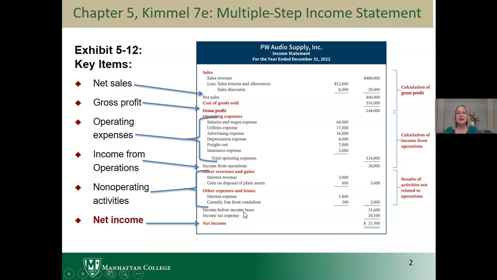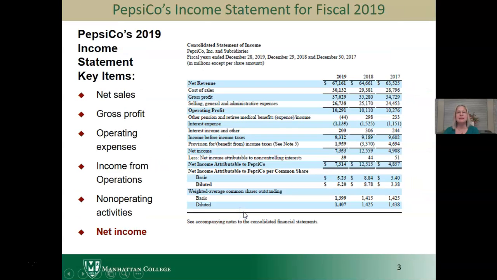Let's see what this looks like on PepsiCo's 2019 financial statement. Notice we have net sales. We don't have any details about gross sales and sales returns and allowances and sales discounts. After deducting cost of sales from the net revenue, we have gross profit. For our operating expenses, these are selling, general, and administrative expenses. After we have gross profit minus operating expenses, we get operating profit.